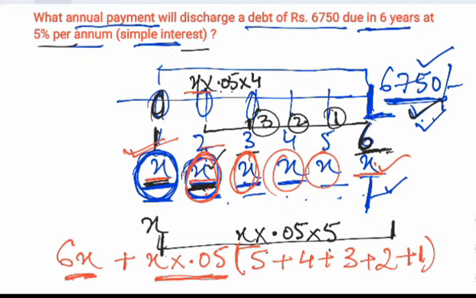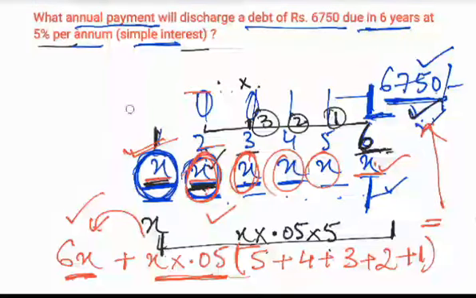This is the simple interest that is accrued on this particular sum, because X we are paying at the end of each year, and this is equal to the total amount that is due, that is 6750. The sum which we are paying plus the simple interest on this amount is equal to the total debt that we have to discharge. So we'll see that.